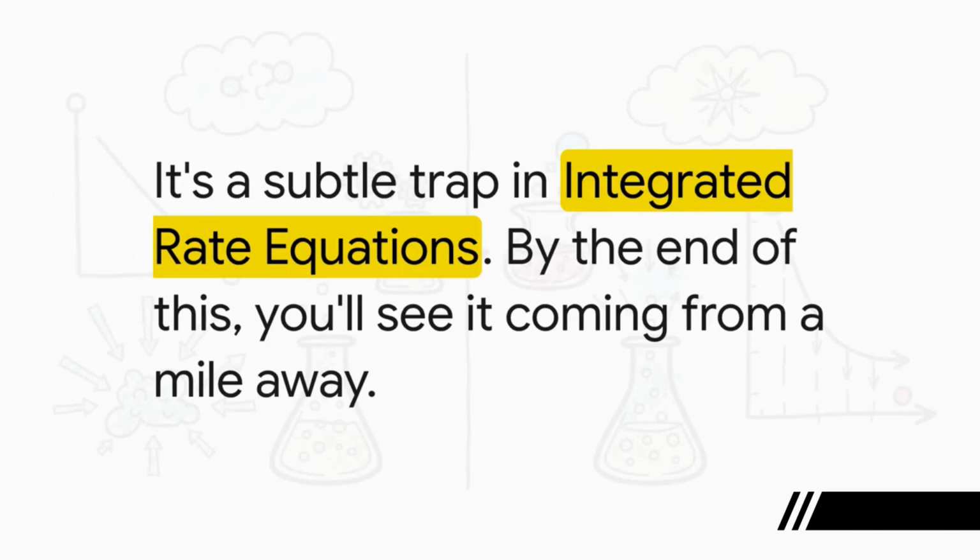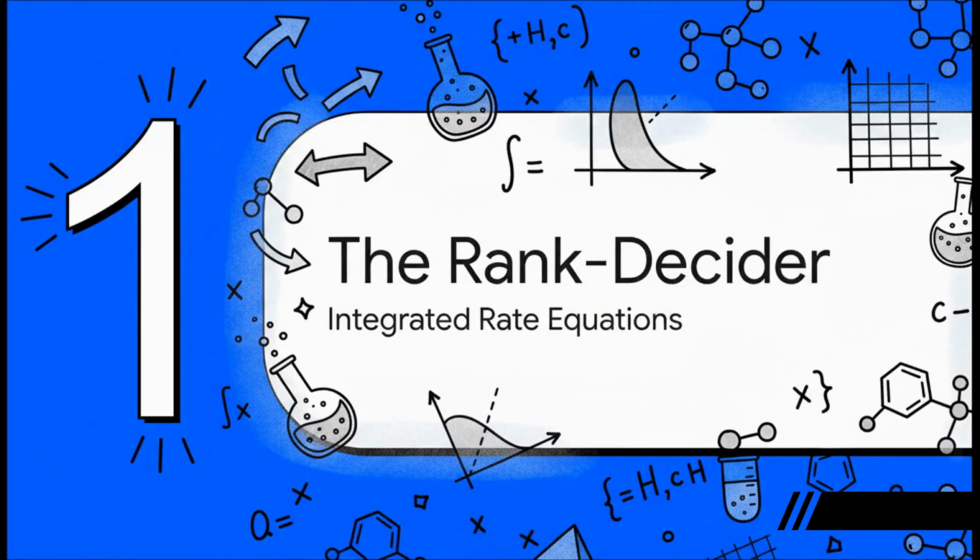You know, this trap is hidden in plain sight, right inside the integrated rate equations. The people who set these exams, they know that almost everyone overlooks one tiny little detail. But that's not going to be you. After the next few minutes, I promise, you're going to see this trick coming from a mile away. All right, let's break this thing down. What even are these equations, and why are they so darn important for your rank?